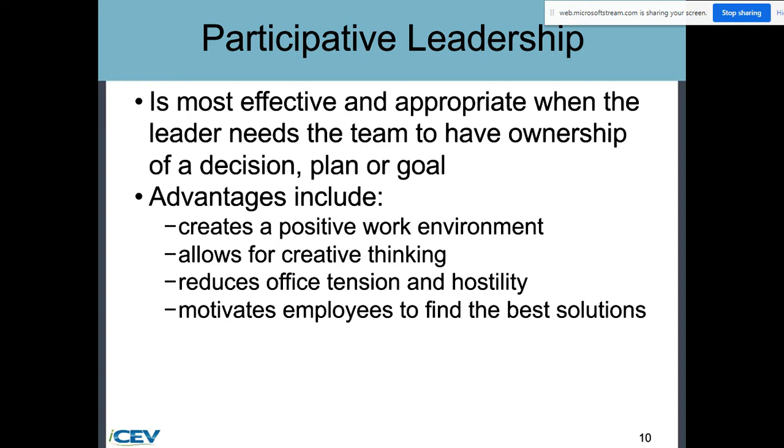Okay, so participative leadership is considered most effective and appropriate when the leader needs the team to have ownership of a decision, plan, or goal. So it's kind of everybody is together. That's what participative is. Everybody's involved in decisions and whatever else. Advantages: create a positive work environment, allow for creative thinking, reduce office tension and hostility, and motivate employees to find the best solution. So it's again everybody working together, and it's all to try and reduce any issues that might occur.